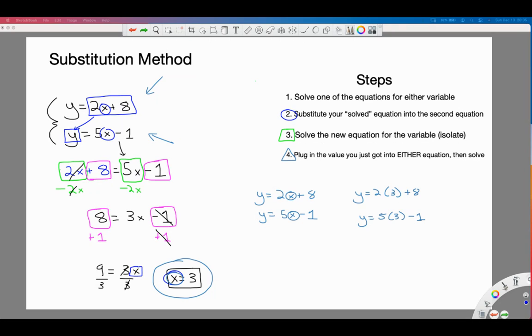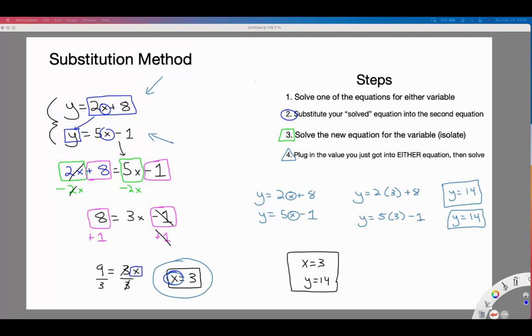If you were to solve both of those equations out, if you took 2 times 3, which is 6, 6 plus 8, which is 14. So our first equation will get you to 14, and then 5 times 3, which is 15, and then 1 less than 15 is 14. Right, we'd find out our answer. Our 2 values would be x equals 3 and y equals 14. So that's the idea here with the substitution method.